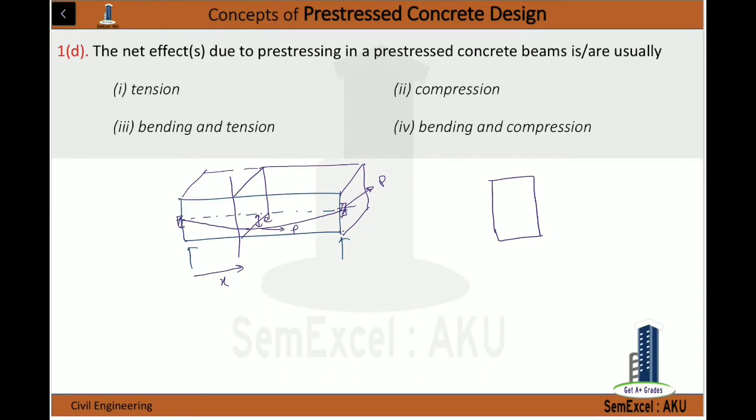So this is a cross section. At that cross section, the pre-stressing cable is here, so we will mark here. This is the location of the pre-stressing cable. Let's say this distance is E1 and the pre-stressing force will be here, P. Section size is B and D.